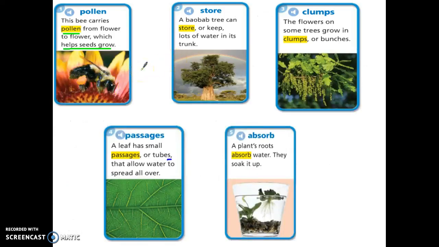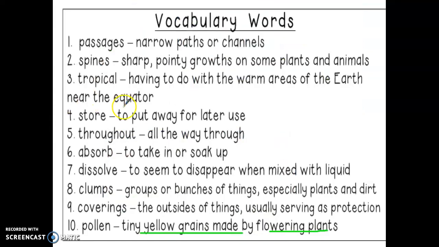Store. A baobab tree can store or keep lots of water in its trunk. There's our keyword or, telling me that keep is probably a synonym for the word store. So I'm guessing store means keep. Like in this example, the tree is keeping water in its trunk. The actual definition: to put away for later, or to keep for later use.